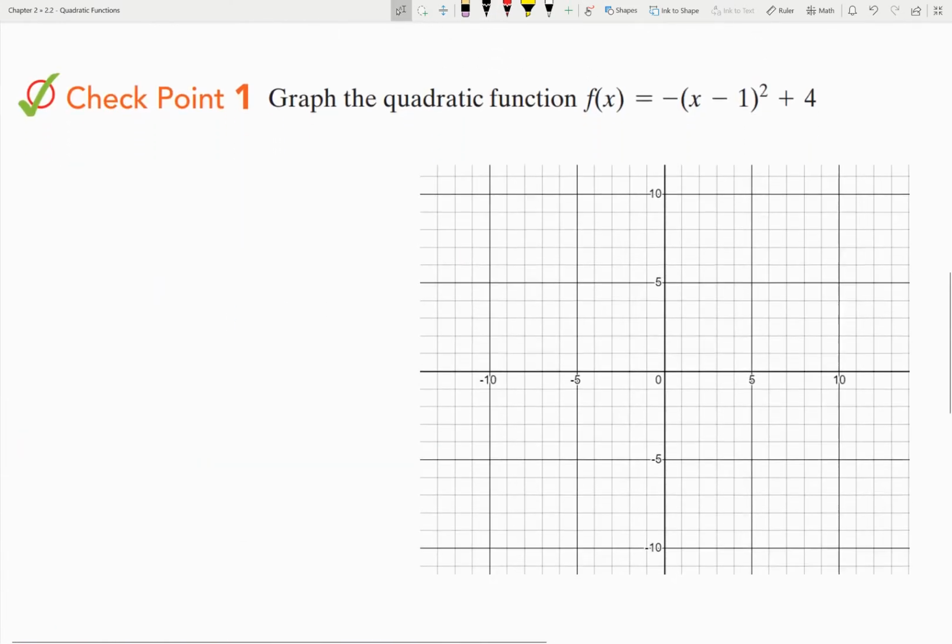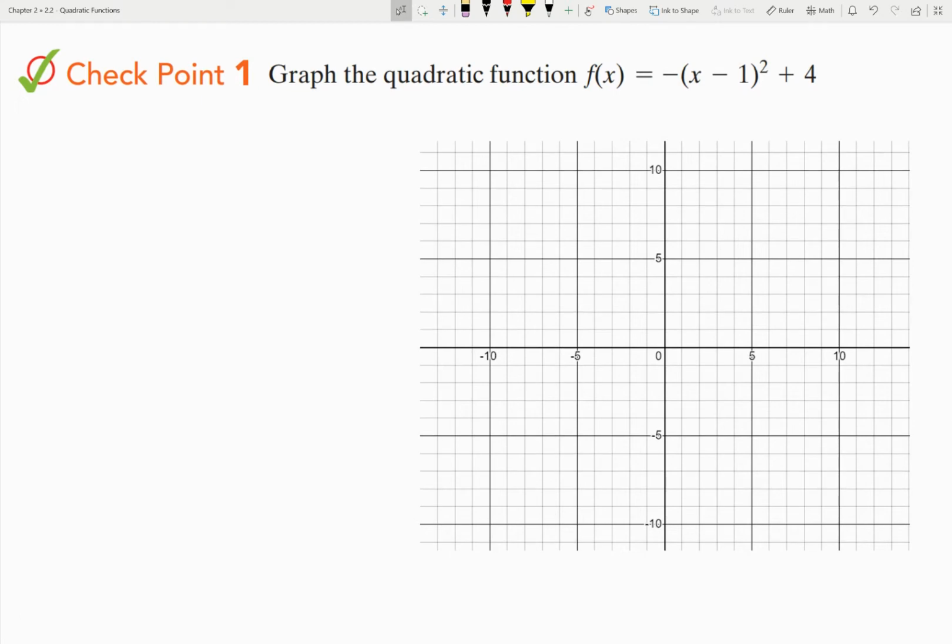Okay. So for this problem, again, I still need to know a. That tells me that the function is going down, and it's not stretched or compressed, it's just reflected. We need to know the vertex. With whatever method you choose to graph a parabola, the vertex is the most important point. So my vertex here is 1, 4, and that's really, again, all you need.